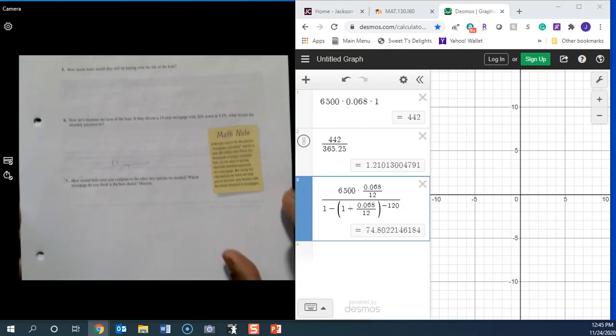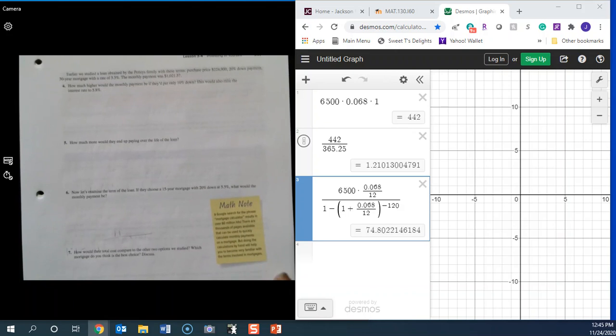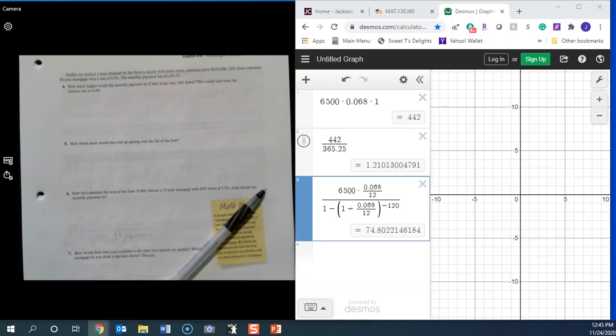So we go here to number 4 on the next page. Earlier we studied a loan obtained by the Petty's family with these terms. Purchase price is $224,900, 20% down payment, 30-year mortgage with a rate of 5.5%. The monthly payment was $1,021.57. So, how much higher would the monthly payment be if they put only 10% down? This would also raise the interest rate to 5.8%.